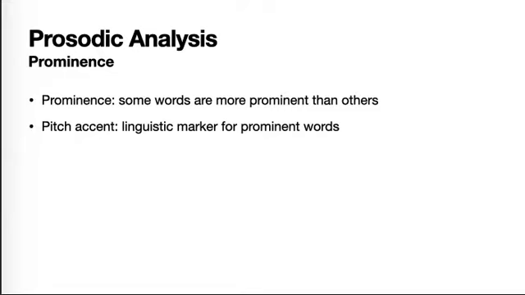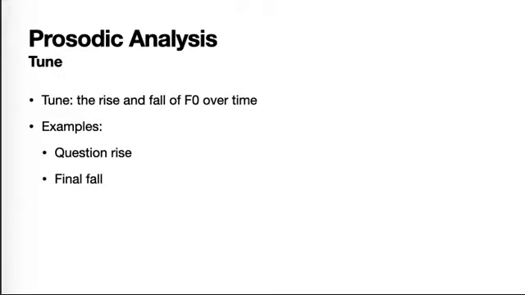Prominence. To capture the idea that some words are more prominent than others, the idea of pitch accent is introduced. So these are linguistic markers that are associated with these prominent words. Tune is the rise and fall of F0 over time, and examples include a question rise or a final fall. So when we ask a question, there's usually a rise in tune at the end of the sentence, and when we make a statement, there's usually a fall in tune.